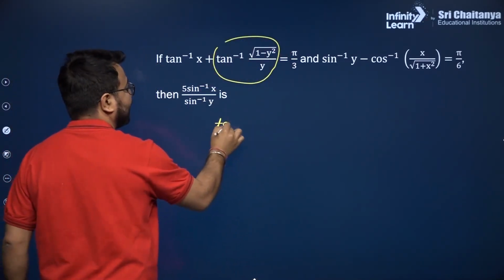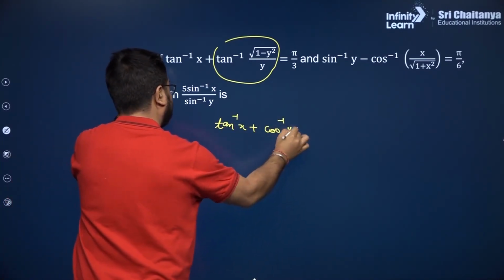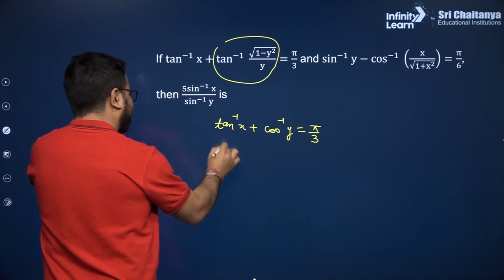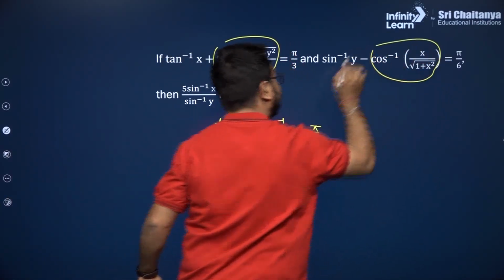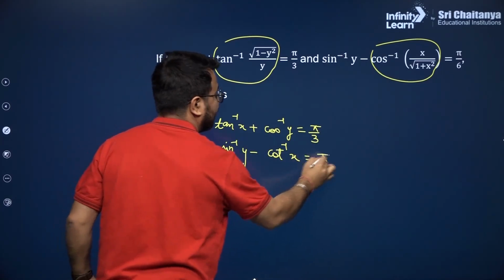So the first one will be tan inverse x, then I will be converting it into cos inverse y, it will be pi by 3. And then the second will be sin inverse y. Here this particular term can be converted into cot inverse. So I am writing here cot inverse x is equal to pi by 6.